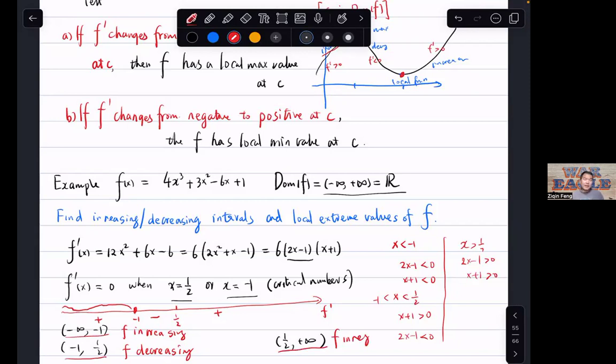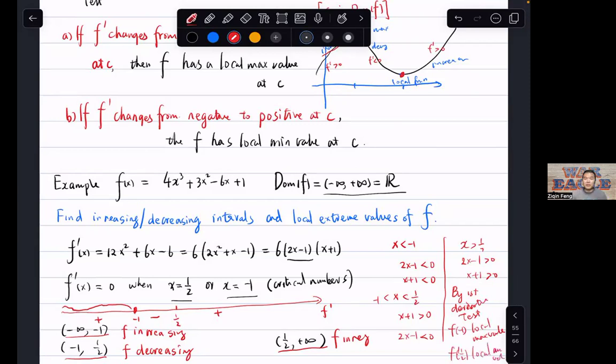On the left side of negative 1, the function is increasing. On the right side of negative 1, the function is decreasing, which means f of negative 1 is a local maximum. So by the first derivative test, f of negative 1 is a local maximum value, right? And similarly, f of 1/2 is a local minimum value.